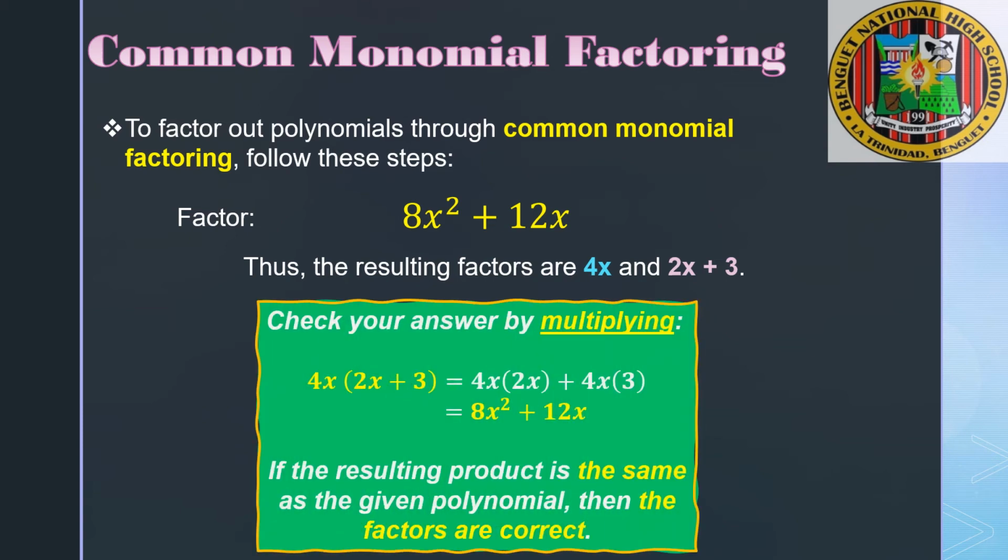Checking our answer is of course important to make sure that our answer is correct. We do this by multiplying the factors we have just solved for. If the product of 4x and the quantity 2x plus 3 is the same as 8x squared plus 12x, we can confidently say our answer is correct.